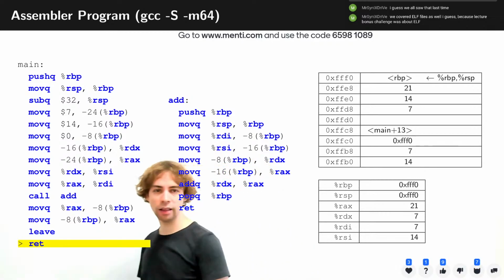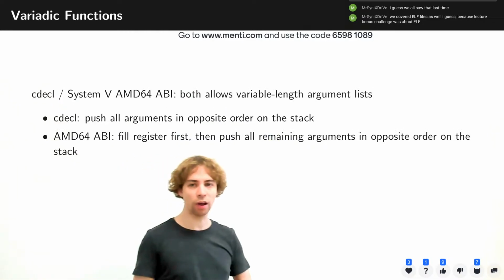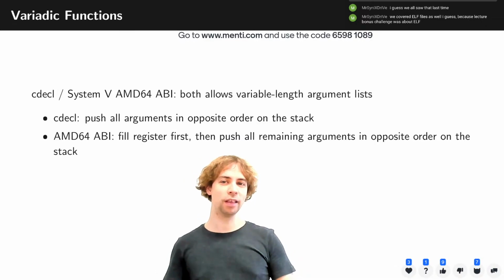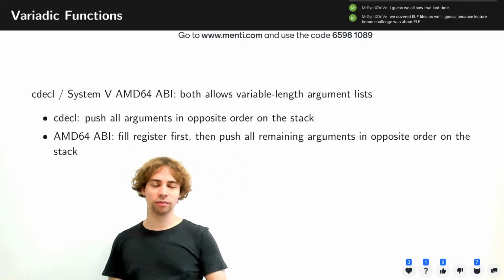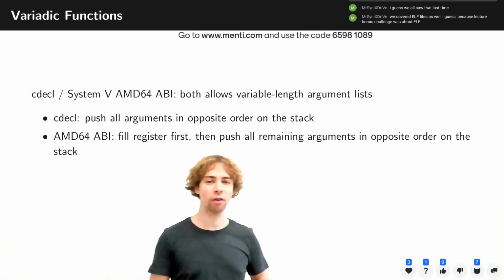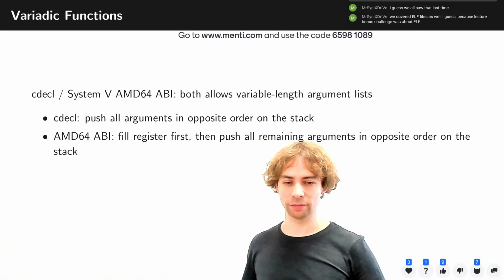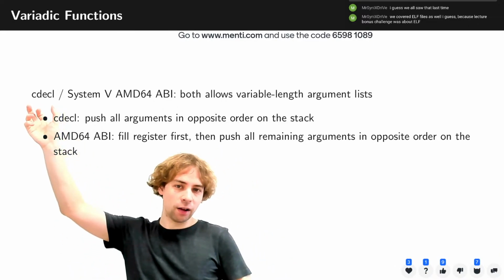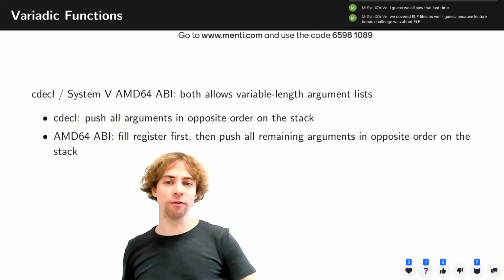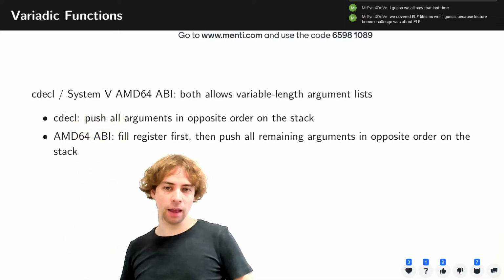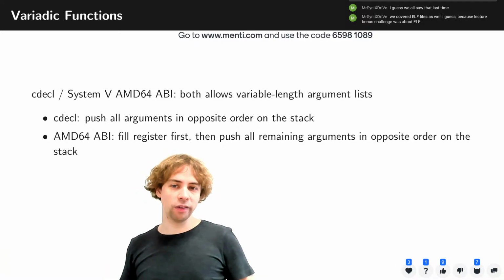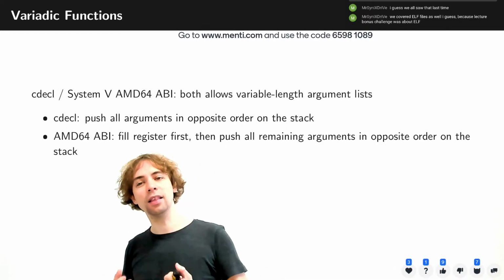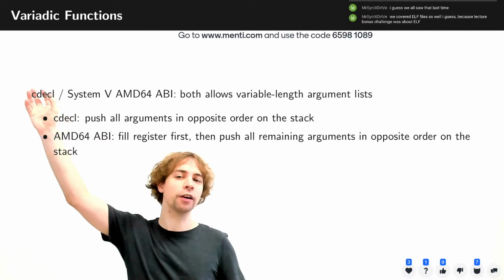Okay. Yes, this was our assembly program that we stepped through last time. And this time we will talk about further features of this language. So in 32-bit mode, we have the cdecl calling convention. In 64-bit mode, we use the System V ABI. And these two calling conventions define how arguments are passed to functions. And this is particularly important for variadic functions.